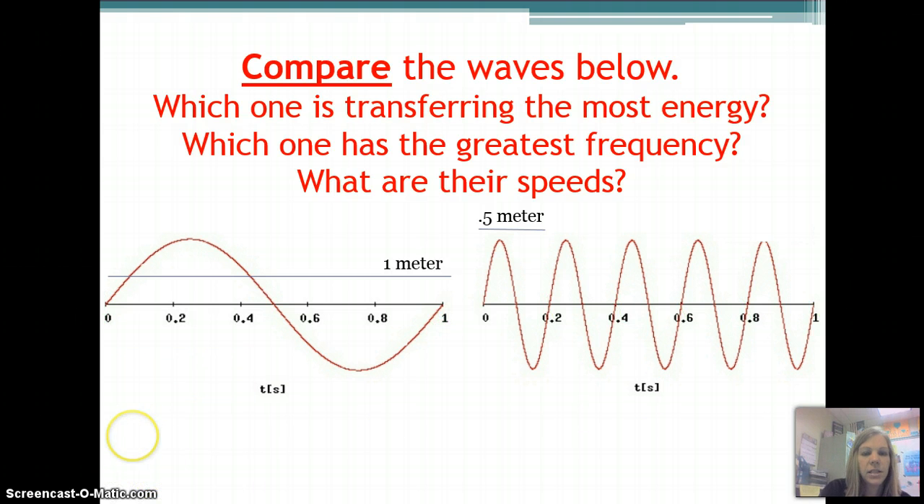Moving on to the last question, what are their speeds? Well, this is when we take wavelength times frequency. So take a second and see if you can figure out the speed of the first wave.